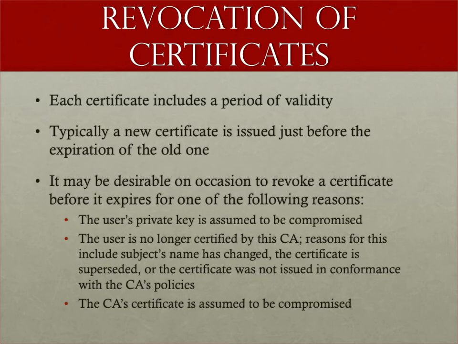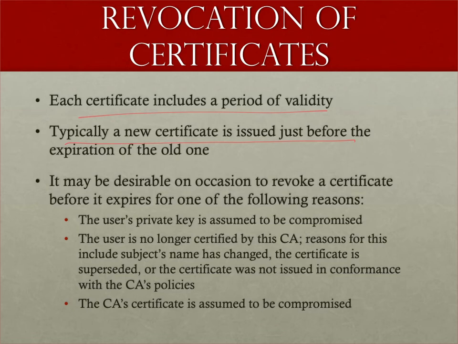Even though the certificate file itself says that it's valid until September, right? So we have to override this. We have to override even the rules that are stored in the file at some point. So this is done through what we call a revocation list. Each certificate includes a period of validity. But typically a new certificate is issued just before the expiration. So that's typically what happens.